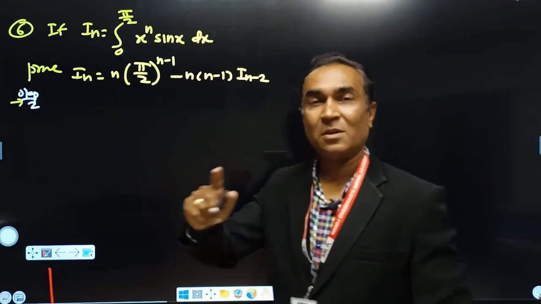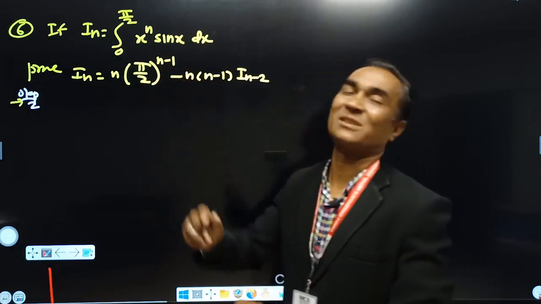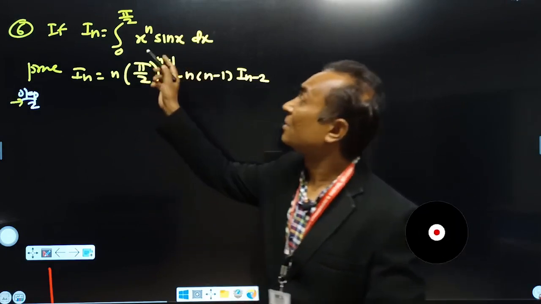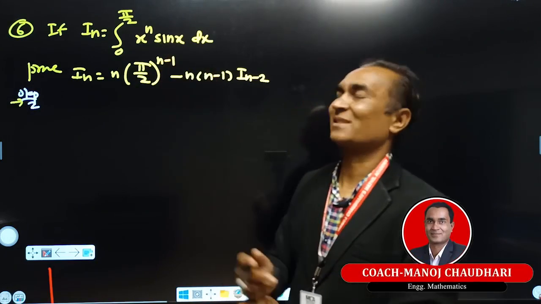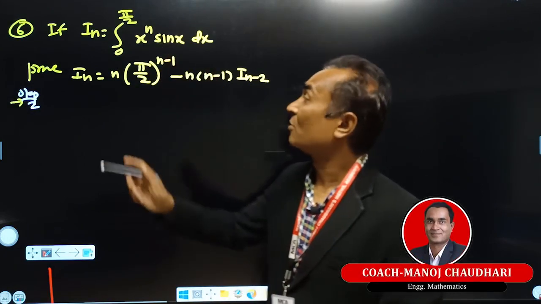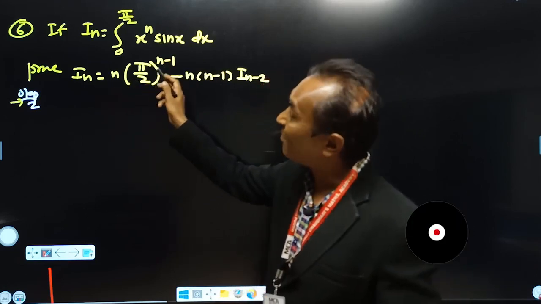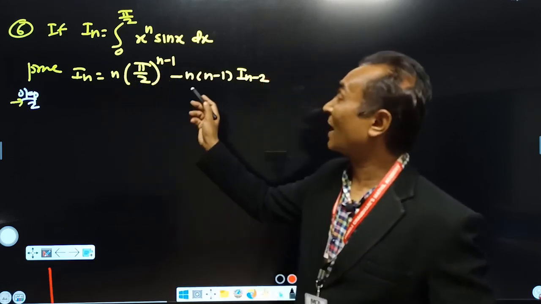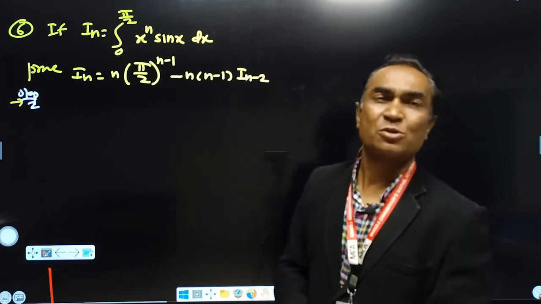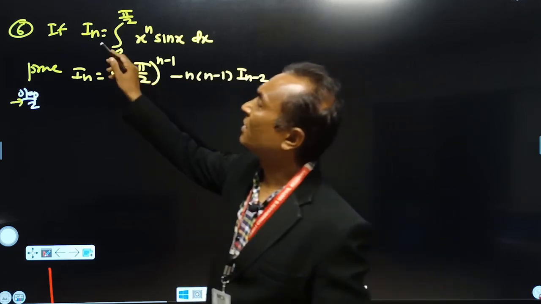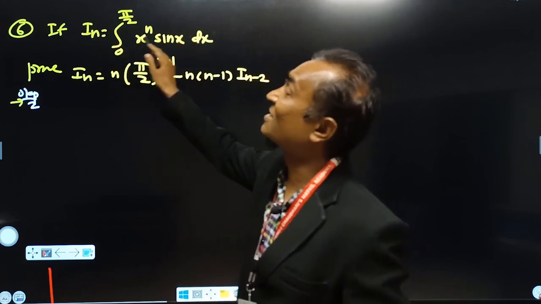What is given? In this example, the value of I_n is defined. What is the value of I_n? It is the integral from 0 to pi by 2 of x raised to n times sin x dx. And what do we have to prove? The value of I_n is n(pi by 2) raised to n minus 1, minus n(n minus 1) I_(n minus 2). So here, what is the observation? This is the value of I_n. This is the definition of I_n.